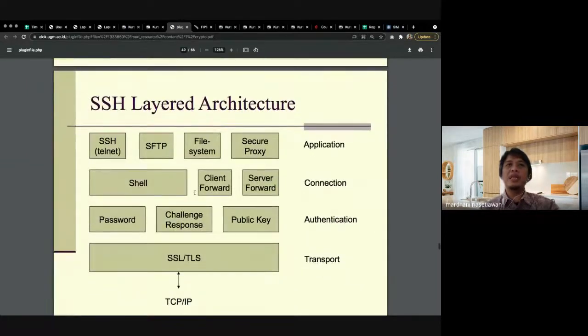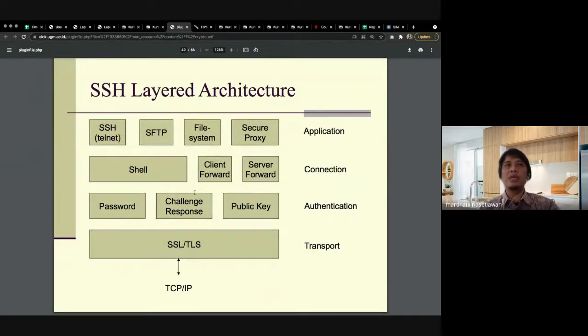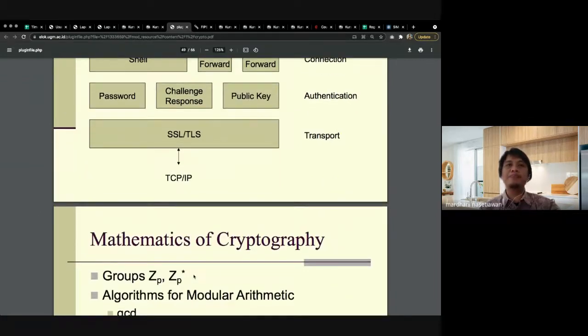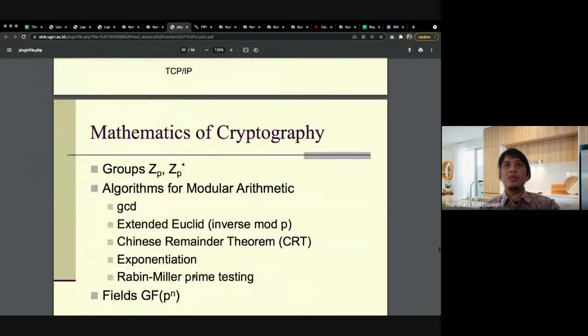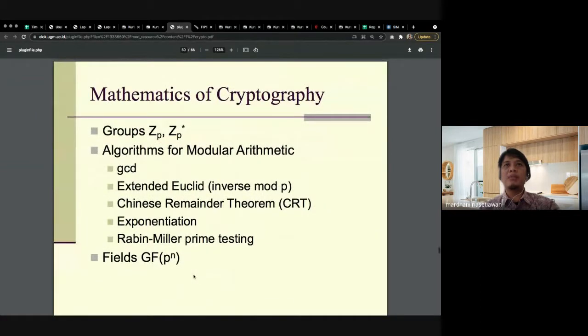This is like the layers that use SSL, such as FTP, file system, and secure proxy, and these are for the application layers. We also have connections using client forward and server forward, and authentication using passwords, challenge response, and public key. Then SSL is used for the transport layers, directly connected with the TCP/IP platform. Of course, it will be supported with the mathematics of cryptography.